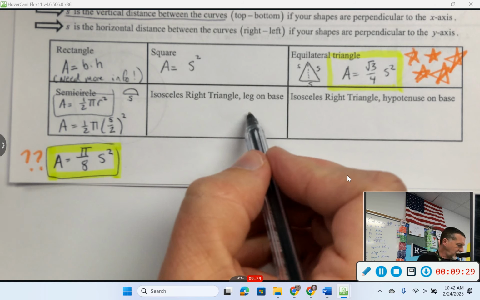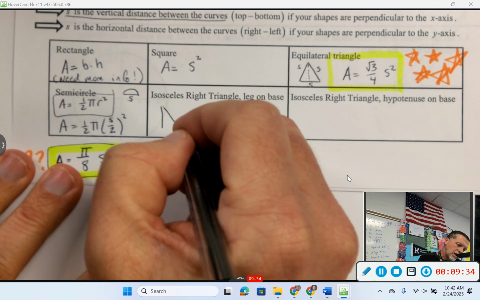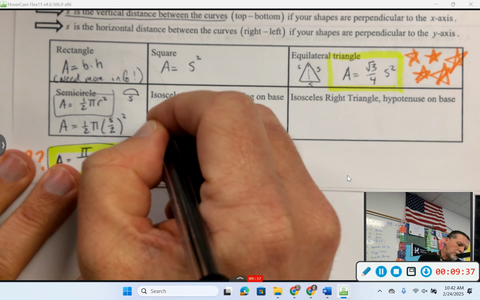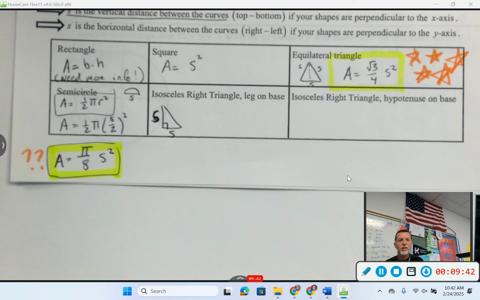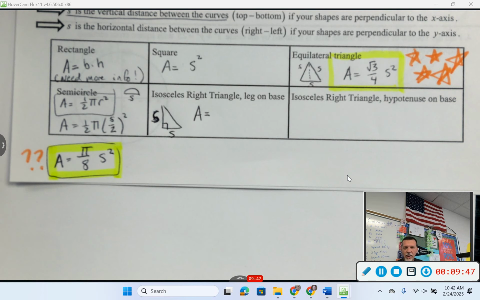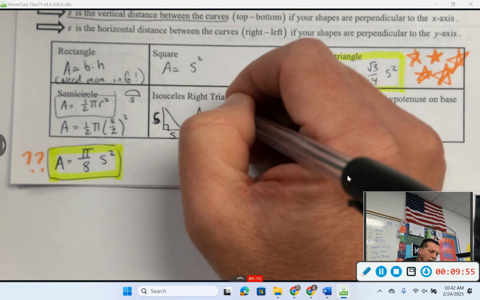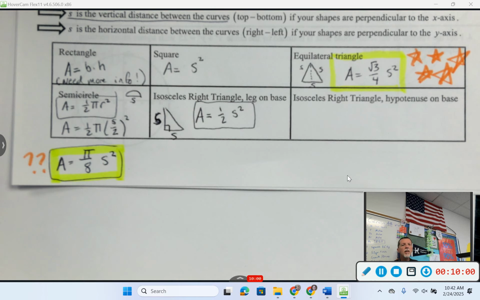All right, isosceles right triangle with a leg in the base. So that means that's the base, and that's the base because it's an isosceles right triangle. So this is kind of an easy one. What's the area of a triangle? One half base times height, or in this case, 1/2 s squared. But I'm not highlighting that one because you don't have to memorize that. I think you already know that.